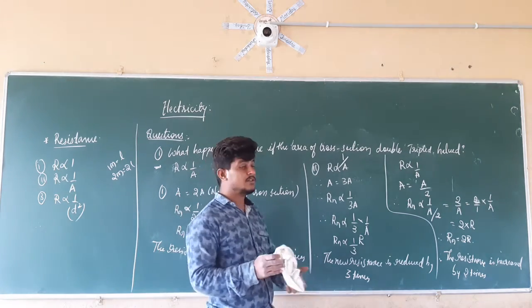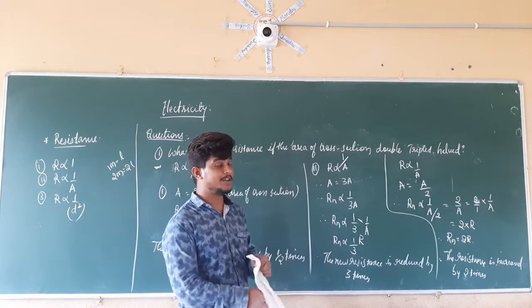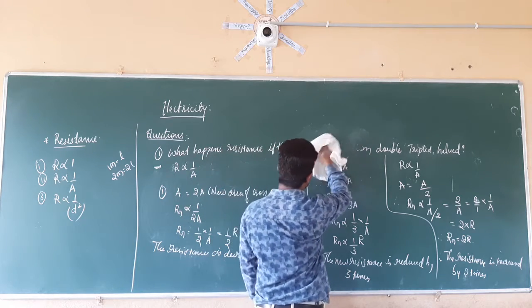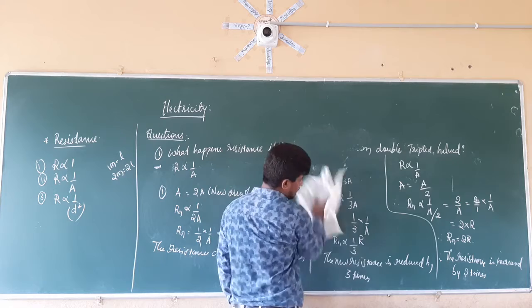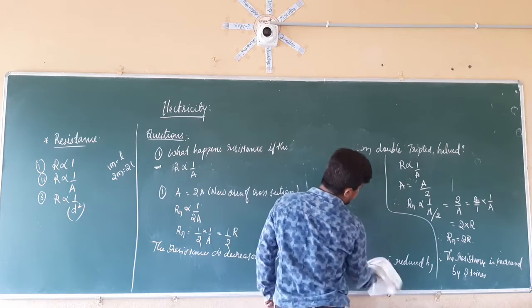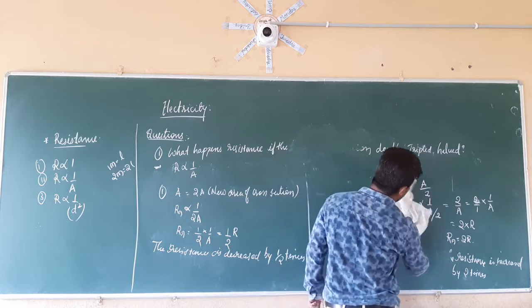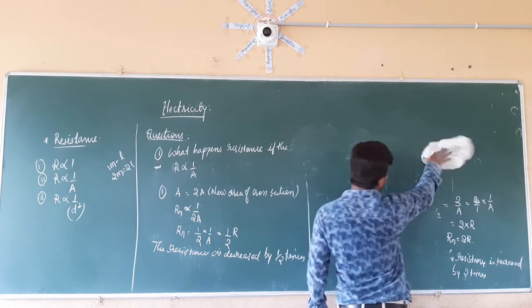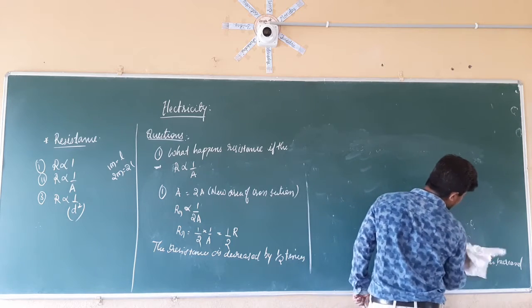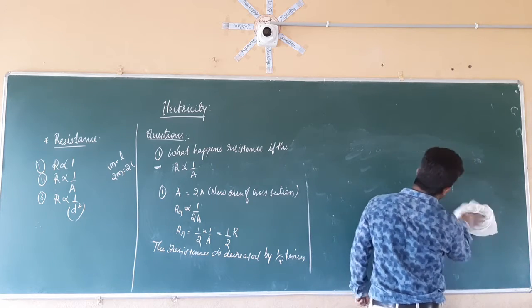So at last, we are going to see about the diameter now. How does the diameter have an effect on the resistance of the conductor? So here I am going to take 2 examples, so it will be easy for you to understand those things.